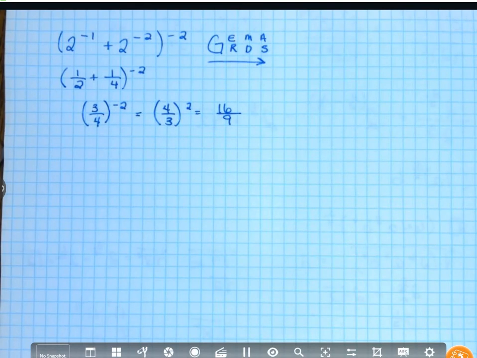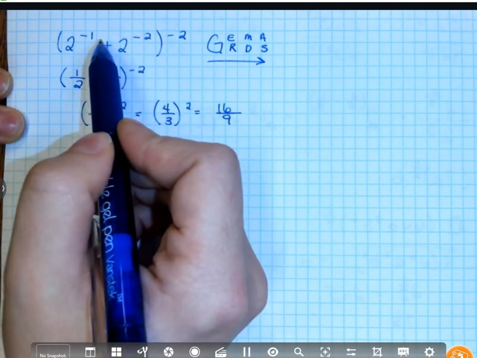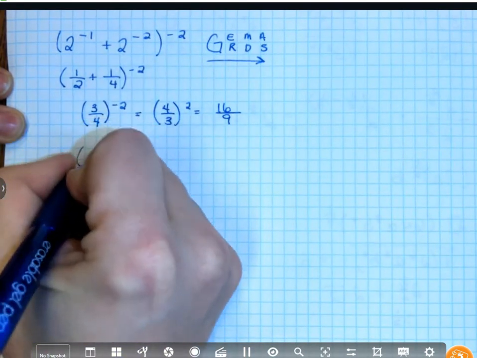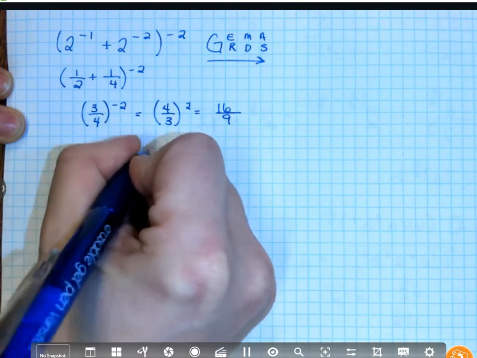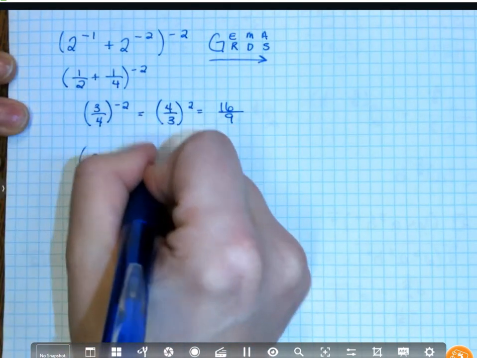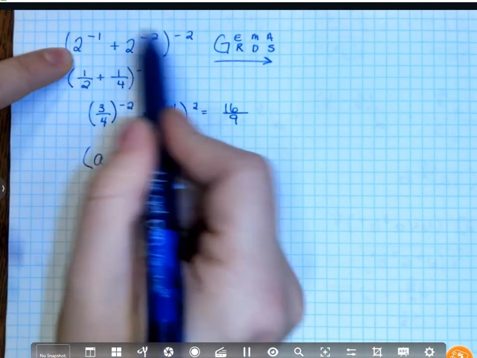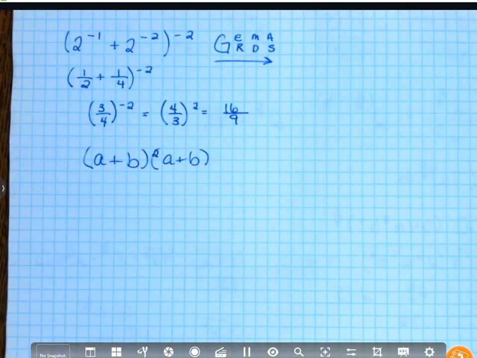Okay? Completely different than if you were to distribute the negative 2 first. You can't distribute the negative 2 first because if you think about it, if I had a plus b squared, what does squared mean? What does it mean to square something? Multiply it by itself, which is going to give me a different answer than if I just pulled that exponent in.